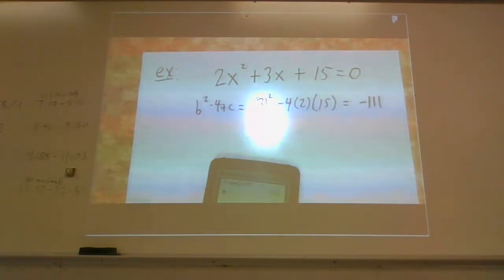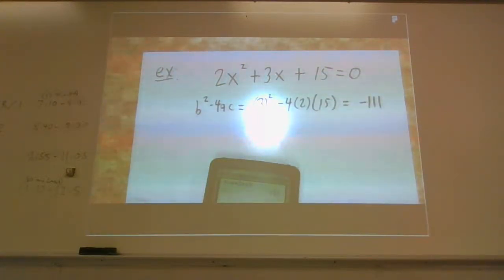Okay, we can work through it. But what happens when you take the square root of a negative? Oh wow, there's no solution right now. No. There's no real solution. Yeah, what I was saying.